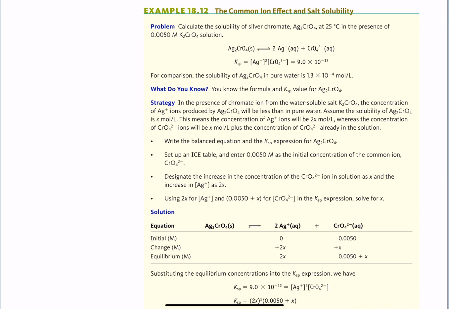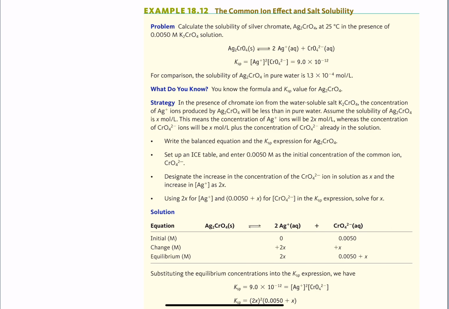Now when we go to do our ICE chart, again, the amount of silver ions, before we add the silver chromate, of course, would be 0, and even after we add the silver chromate would be negligible from the silver chromate. But the chromate ions are pretty much exclusively all from the very soluble potassium chromate. Whatever chromate ions there might be from the silver chromate would not even show up if you were to add them to that number.